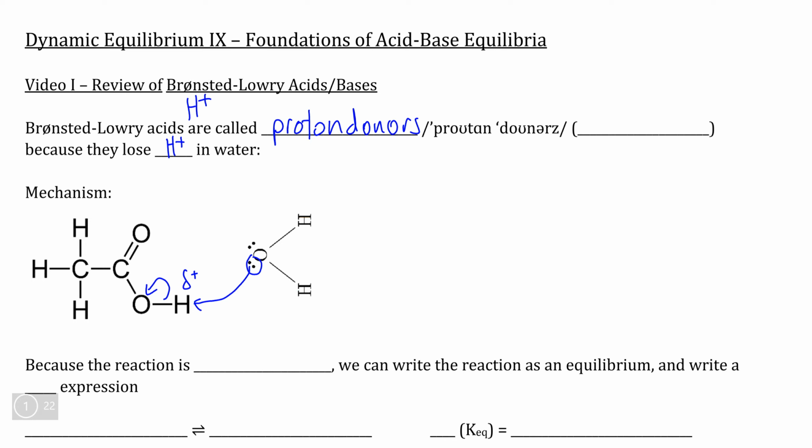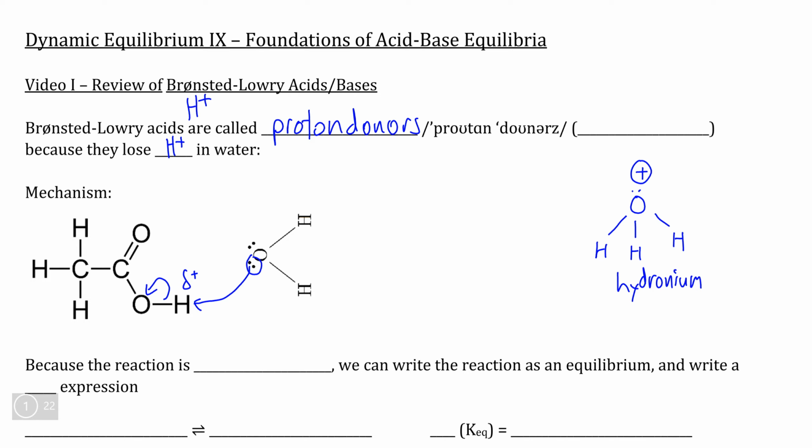So if we draw what the products are going to be, remember that when water takes one of the hydrogens from the acid, it's going to end up with only one lone pair, an extra hydrogen, and consequently the oxygen is going to have a positive charge on it, and this of course is the hydronium ion, which is produced in pretty much every Bronsted-Lowry acid reaction.